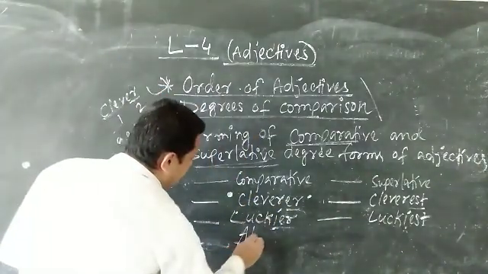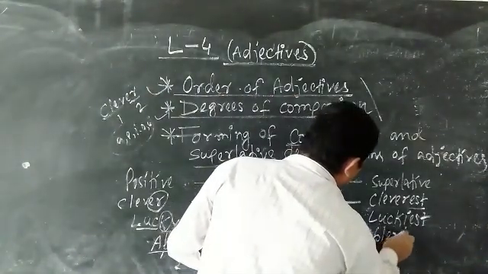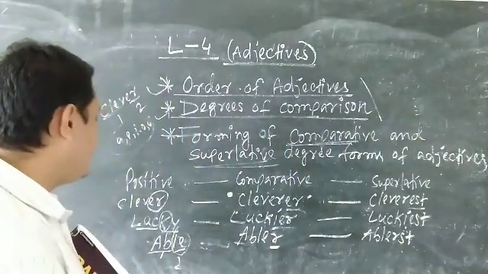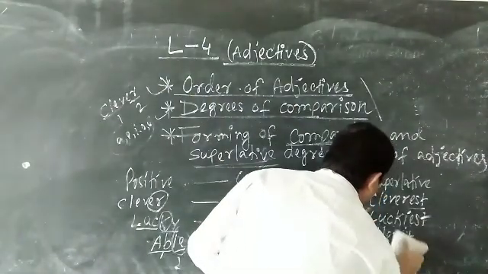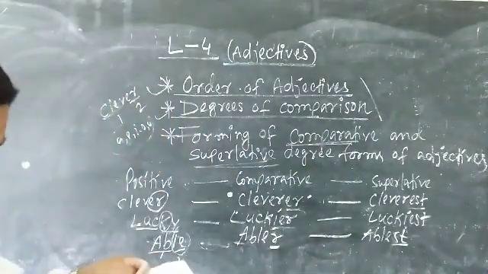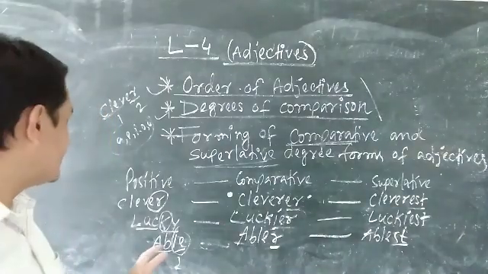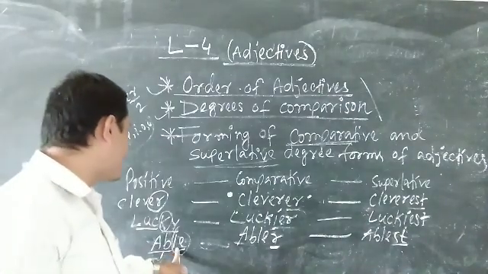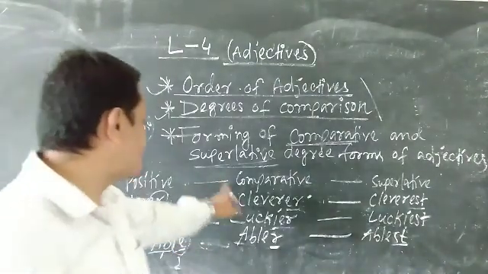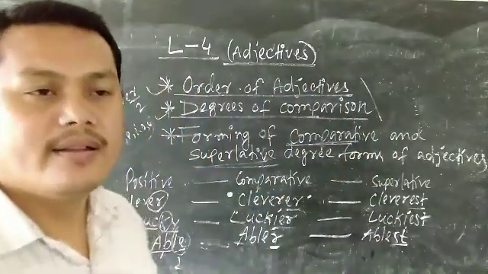For example, A-B-L-E-R, only R. And A-B-L-E-S-T. Abler, ablest. Got it? So, when the adjective has two syllables and the last two letters are L and E, then we must add R in the comparative degree and we must add ST only in the superlative degree.